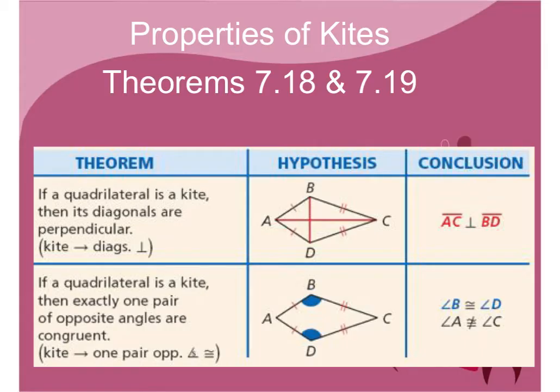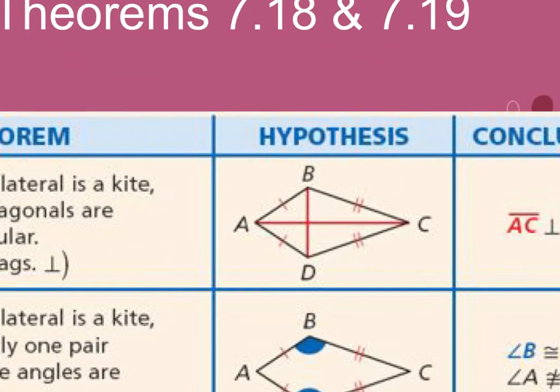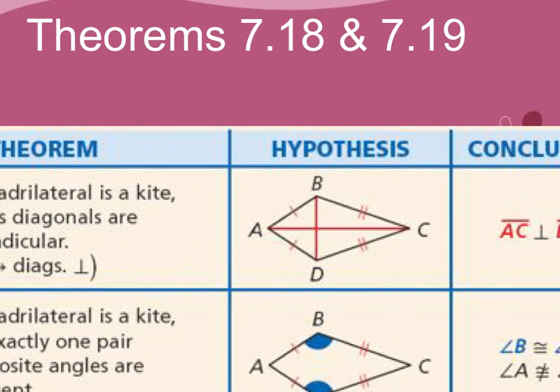Properties of kites. So if a quadrilateral is a kite, then its diagonals are perpendicular. Okay? So AC, that diagonal across the entire kite, is going to be perpendicular to BD. So this will be a 90-degree angle in there.